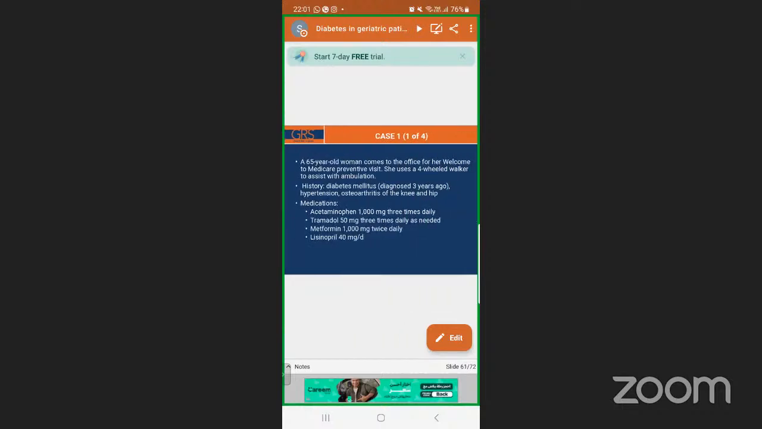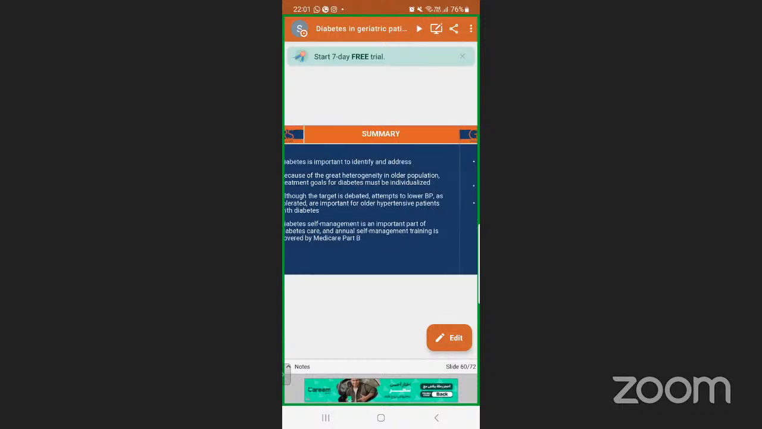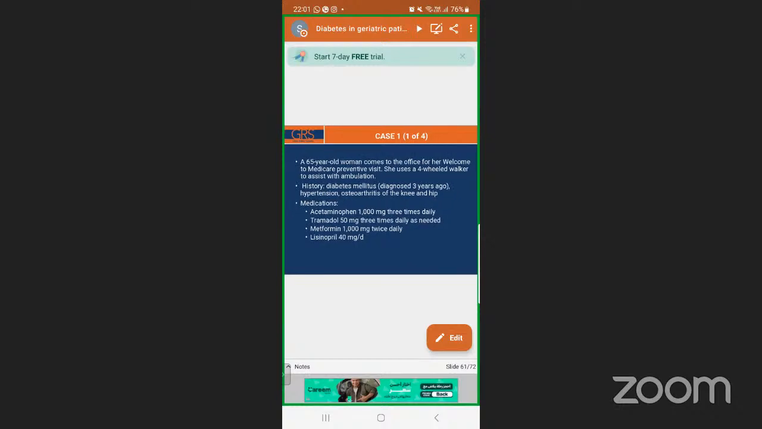Now we are coming to the last section, which is cases. The first case is a 65-year-old woman who comes to the office for her welcome to Medicare preventive visit. She uses a four-wheeled walker to assist with ambulation. Her history includes diabetes, diagnosed 3 years ago, hypertension, and osteoarthritis of the knee and hip.